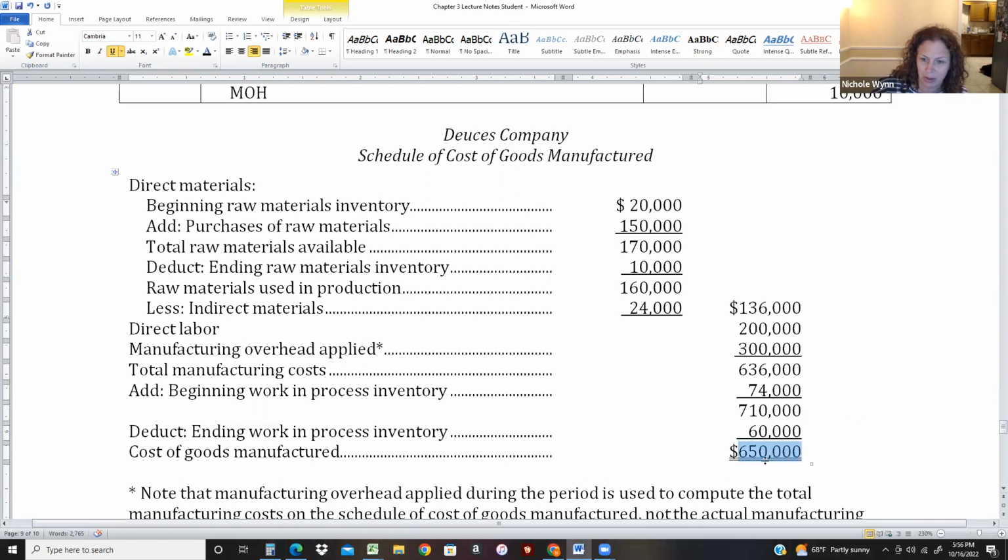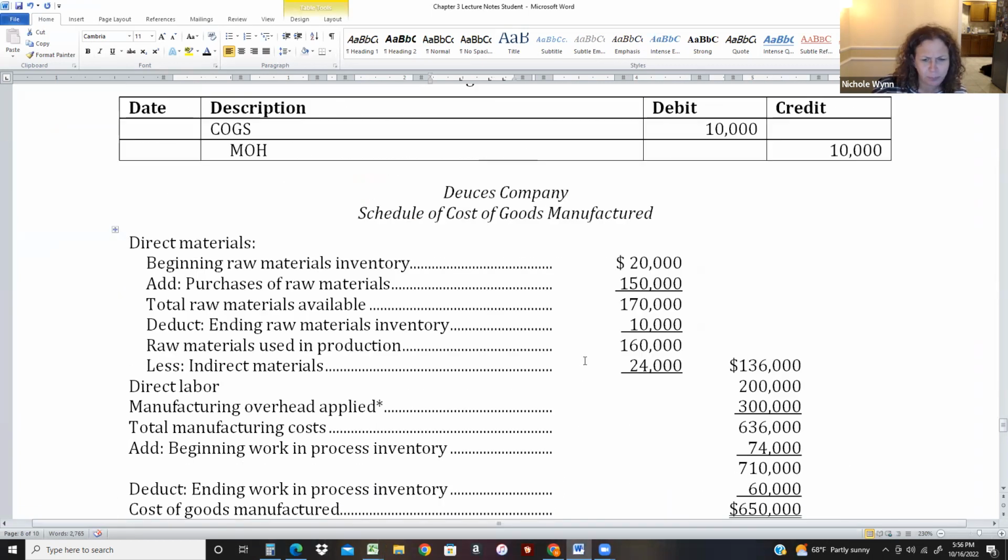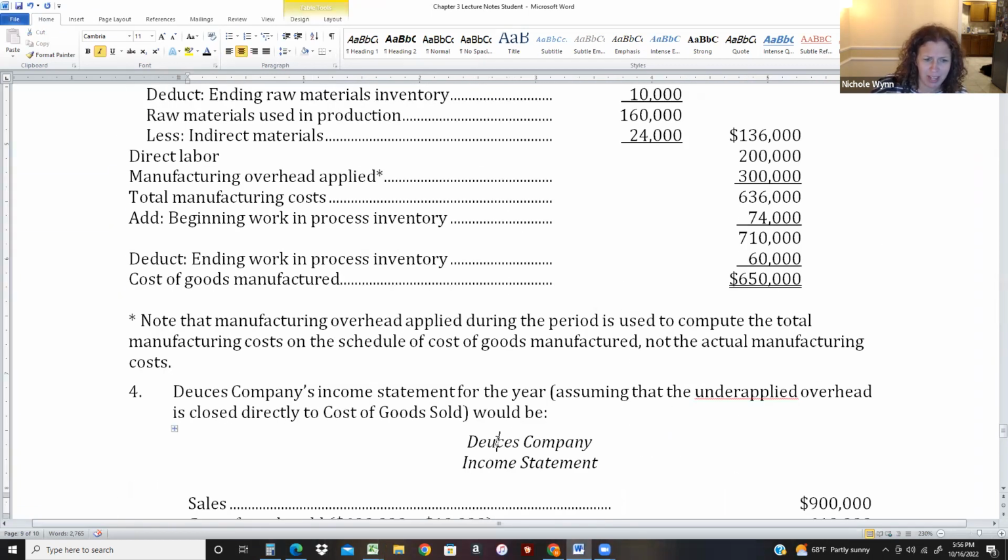But we can see the 650. 650 is COGM, and we knew what was COGM because it's a number that comes out of WIP and goes to finished goods, and that's a much better way to understand the material. So the next is the income statement.